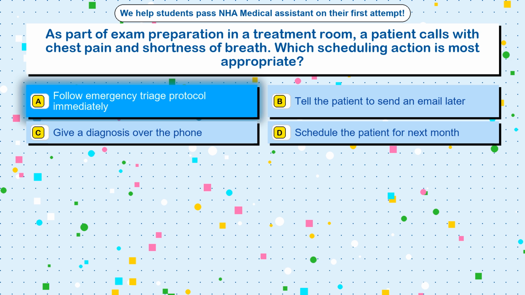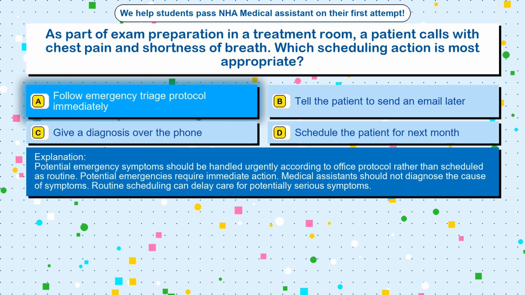The correct answer is option A, follow emergency triage protocol immediately. Potential emergency symptoms should be handled urgently according to office protocol rather than scheduled as routine.